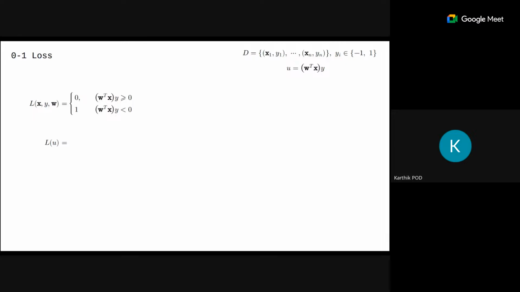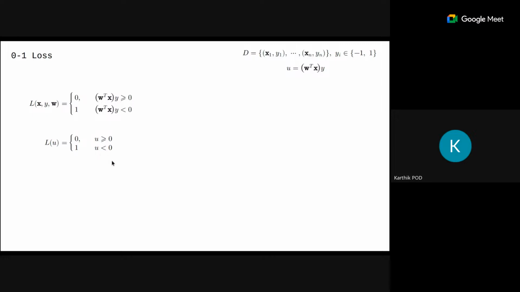Throughout this session, we'll be using U for W transpose X into Y. That's convenient, otherwise we'll have to keep writing W transpose XY, W transpose XY. So we'll just call that U. In terms of U, this whole thing can now be treated as a function of U. So this is just 0 if U is positive and 1 if U is less than 0.